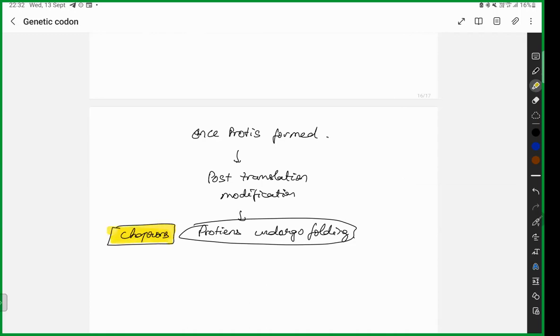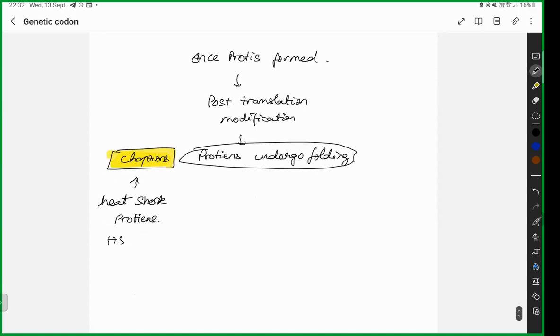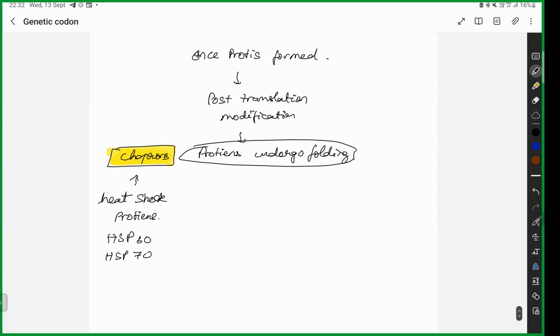These chaperones are otherwise called heat shock proteins. You have two different heat shock proteins, HSP60 and HSP70. So what happens is you're going to have this protein folding. Once protein folding is done, there is going to be protein targeting.